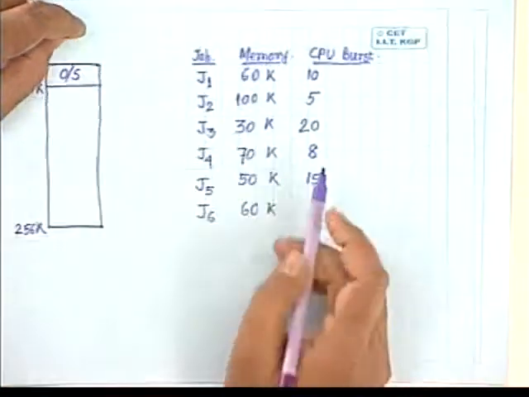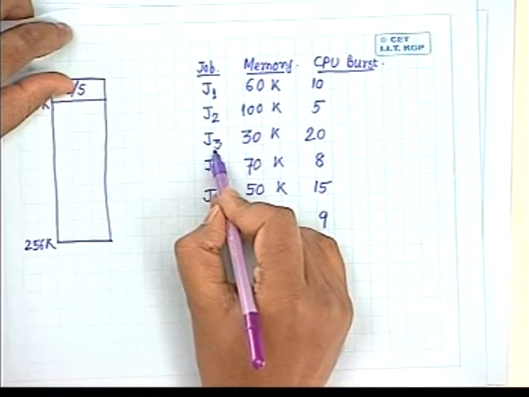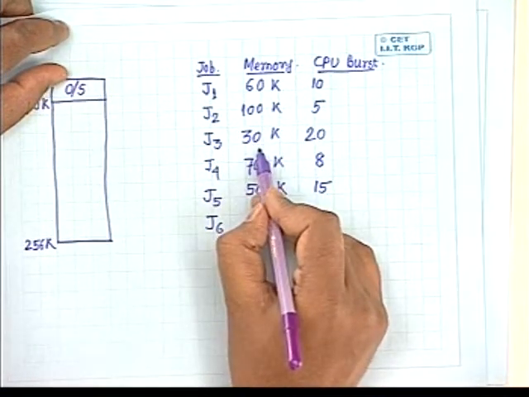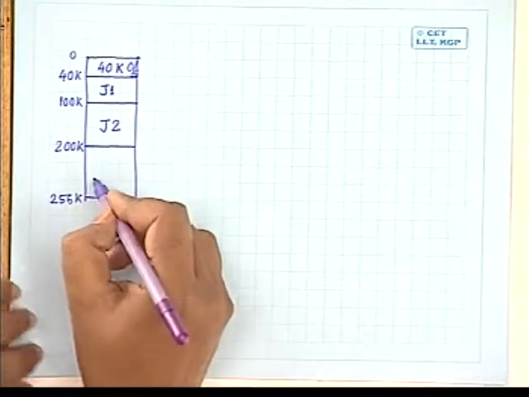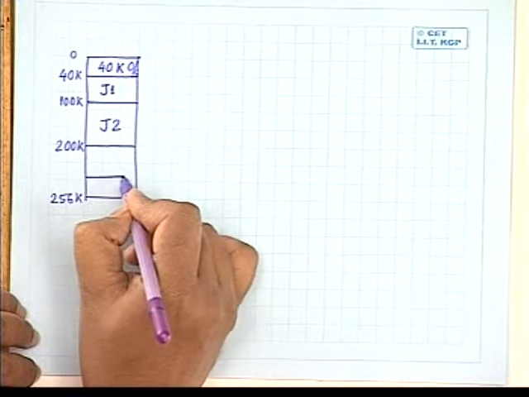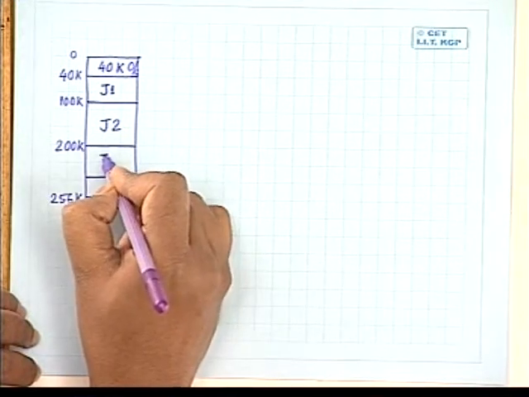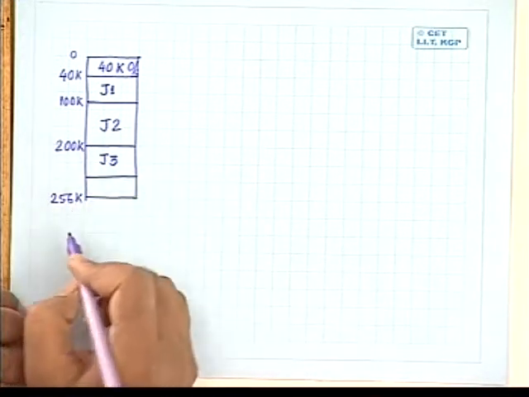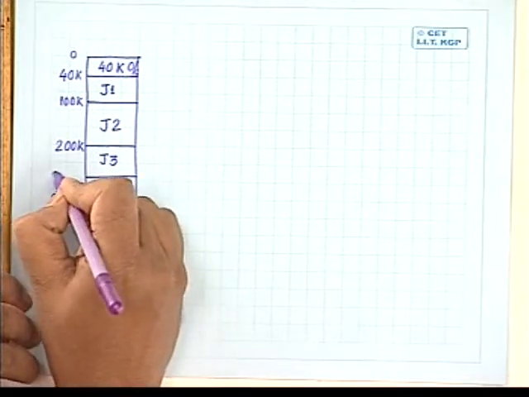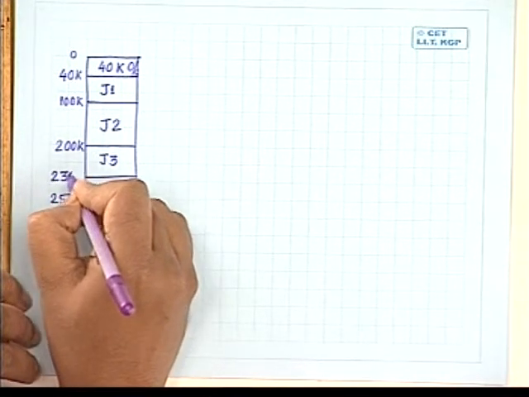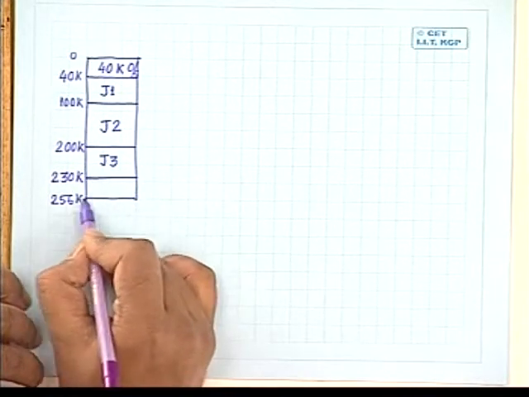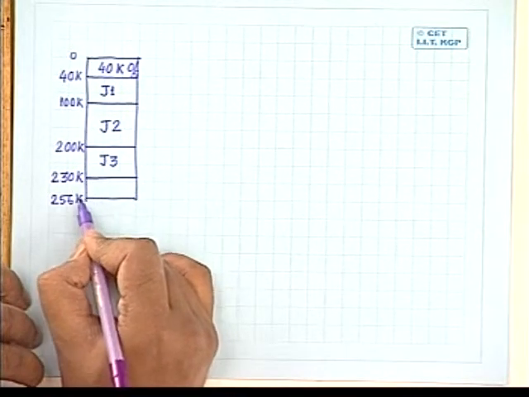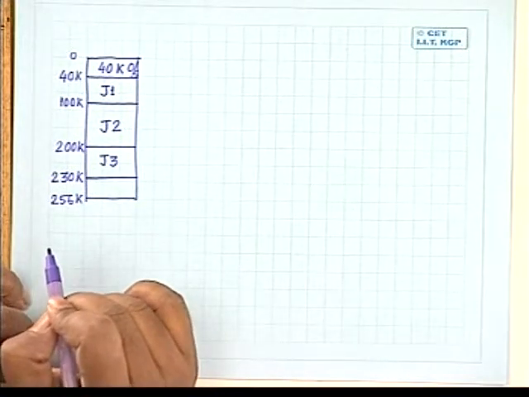Now come to the list again. The next job J3 has a size requirement of 30K. Again this 56K can be divided into two partitions. One partition of 30K can be given to job J3, so this boundary becomes 230K. And I have created another partition of 26K which is free.